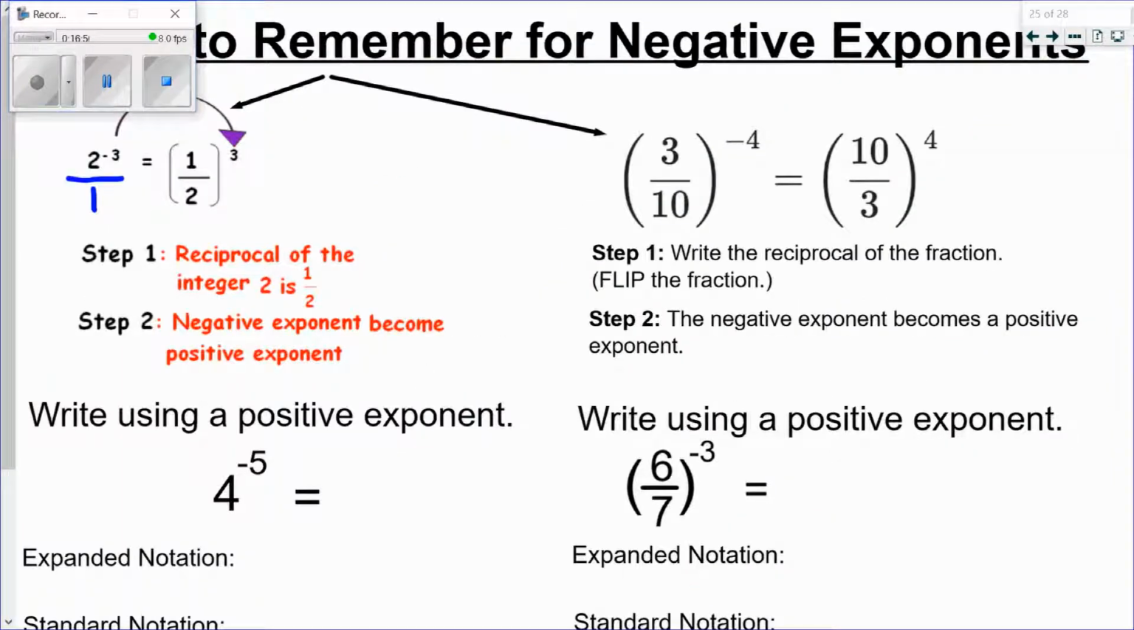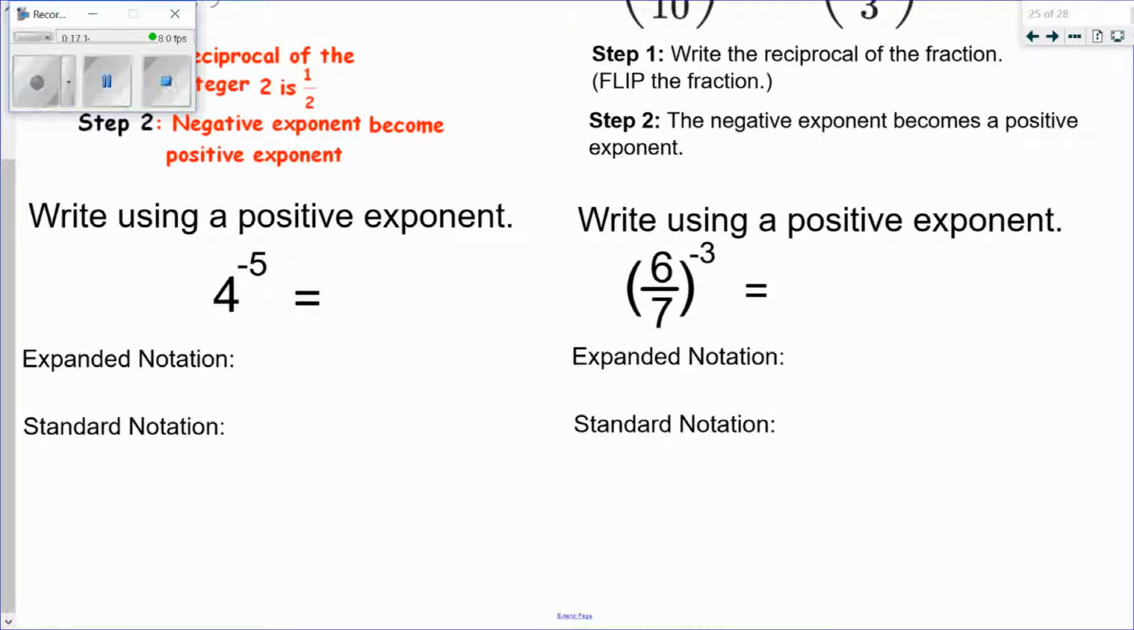So these are a few rules to remember for negative exponents. You should study them. And then I would like you to write this using a positive exponent: 4 to the negative 5, and using a positive exponent, 6/7 to the negative 3. So we have to follow the rule. Put this over 1. Do its reciprocal, it's 1/4. And the exponent becomes positive.